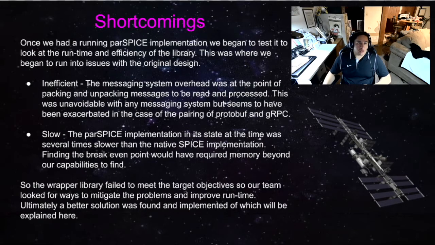Once we had a running Parspice implementation, we began to test it to look at the runtime and efficiency of the library. This was where we began to run into issues with the original design. It was inefficient, the messaging system overhead was at the point of packing and unpacking messages to be read and processed. This was unavoidable with any messaging system, but seems to have been exacerbated in the case of pairing of Protobuf and gRPC. The Parspice implementation in its state at the time was several times slower than the native SPICE implementation. Finding the break-even point would have required memory beyond our capabilities to find.